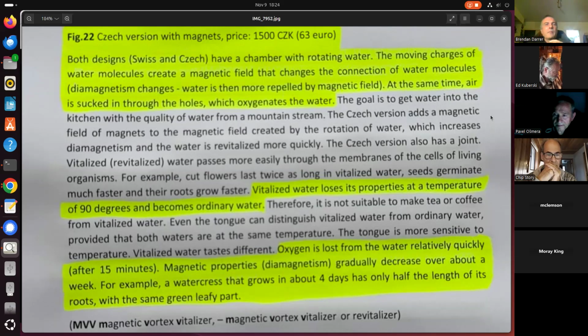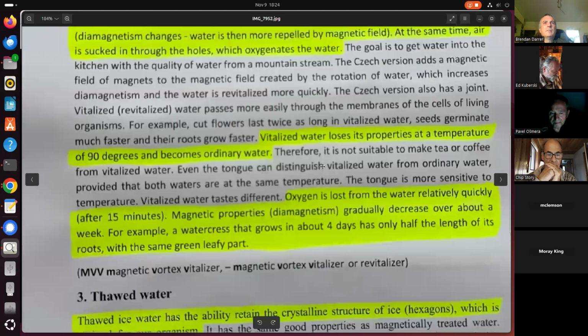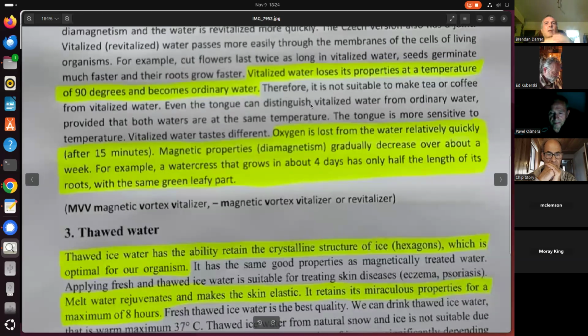Revitalized water passes more easily through the membrane of the cells of living organisms. For example, cut flowers last twice as long in vitalized water, seeds germinate much faster, and their roots grow faster. Vitalized water loses its properties at a temperature of 90 degrees and becomes ordinary water. That is really interesting. So it needs to stay below a certain temperature. Therefore, it is not suitable to make tea or coffee from vitalized water.